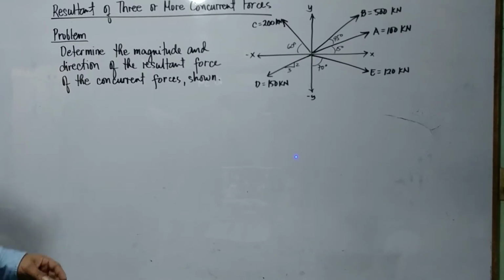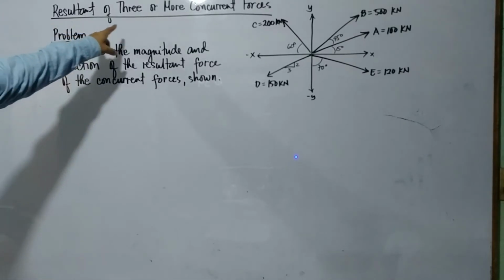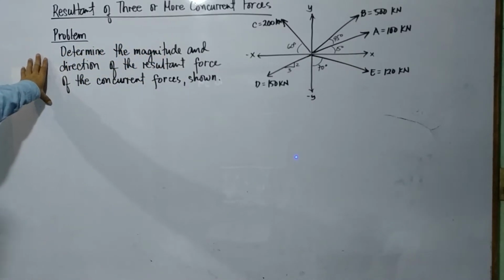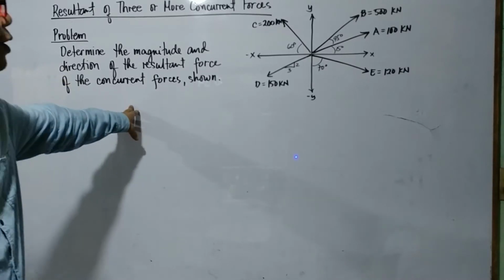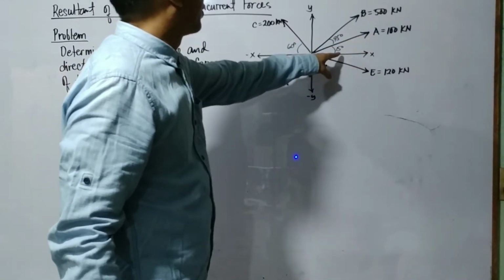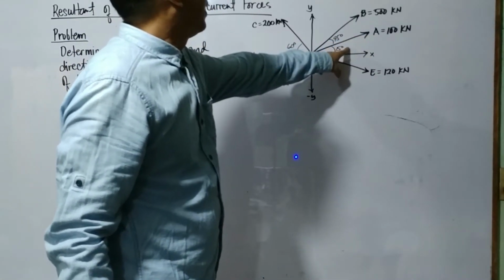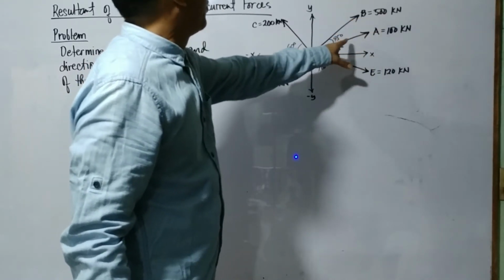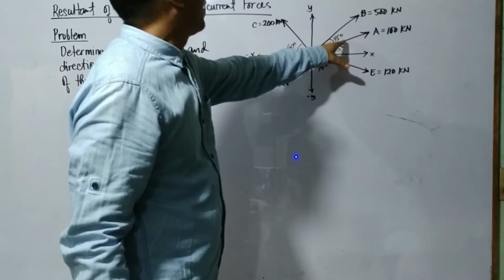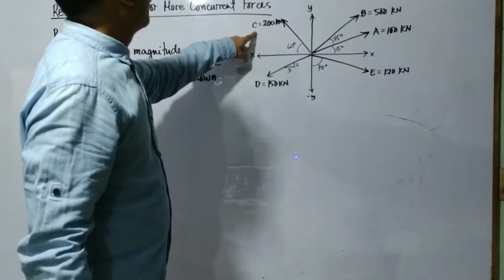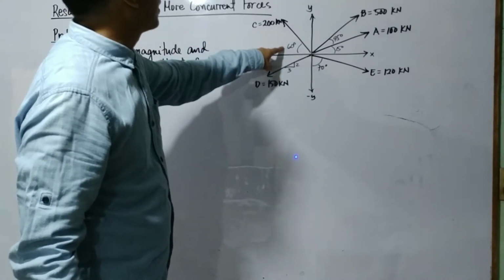So, our topic is the resultant of three or more concurrent forces. We have this problem. Determine the magnitude and direction of the resultant force of the concurrent forces shown. So, for our force A, 100 kilonewton at 15 degrees incline, B, 500 kilonewton at 45 degrees with respect to force A. For force C, we have 200 kilonewton at 60 degrees.